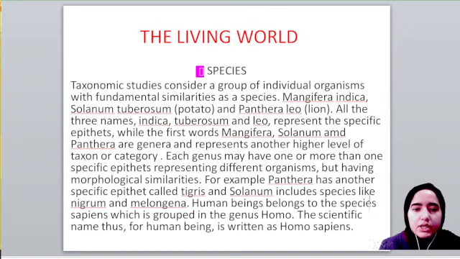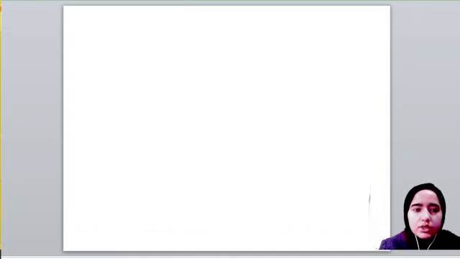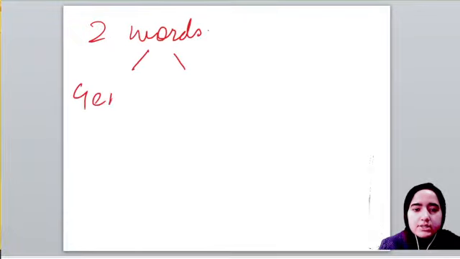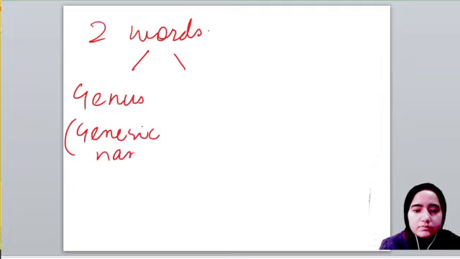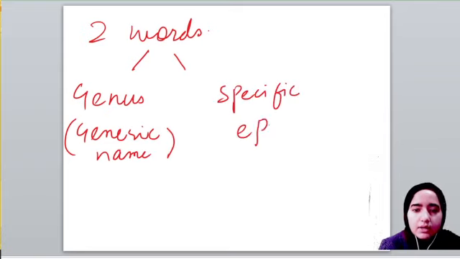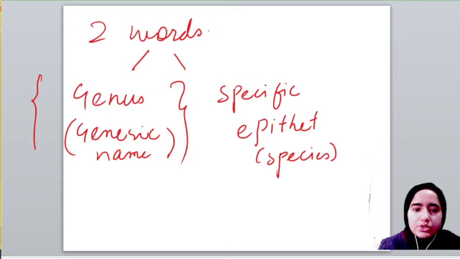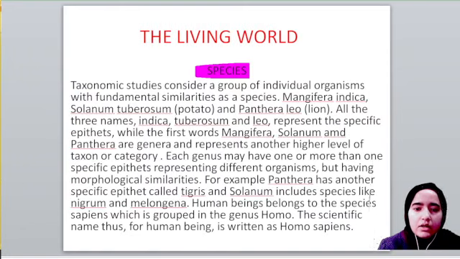Now we will see what species are. As I earlier told you, binomial nomenclature has two components, two words. The first one is the genus, the generic name. The other one is the specific epithet, the species. It's either genus, the generic name, or species, the specific epithet. Now we will see what species is.